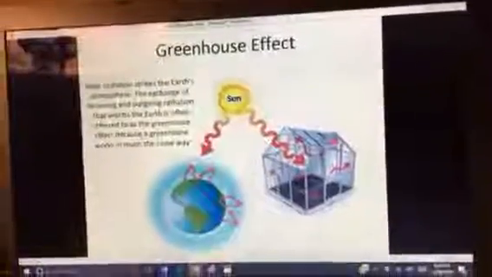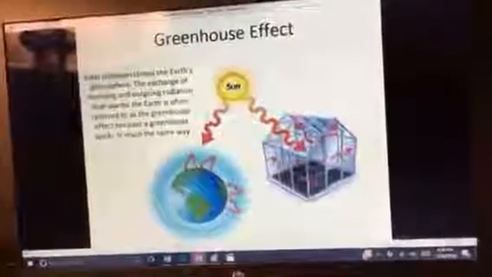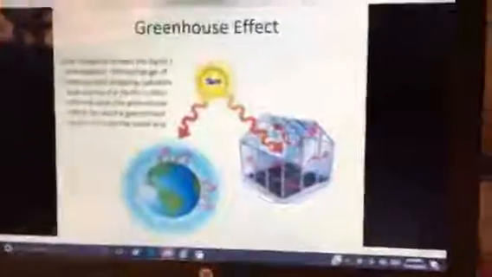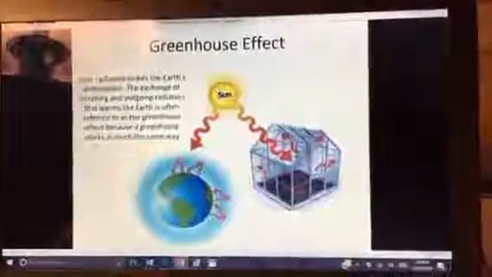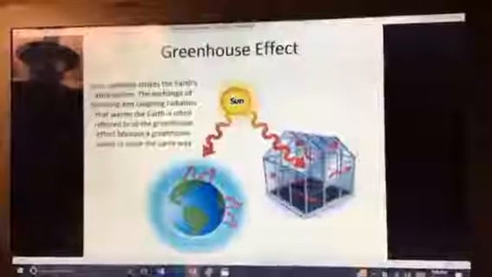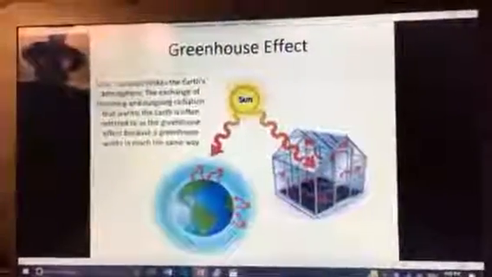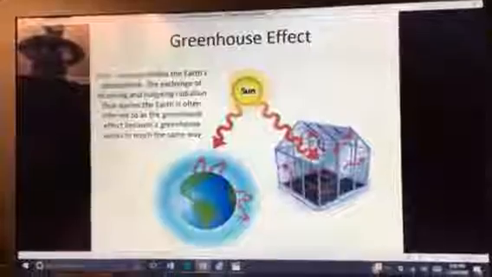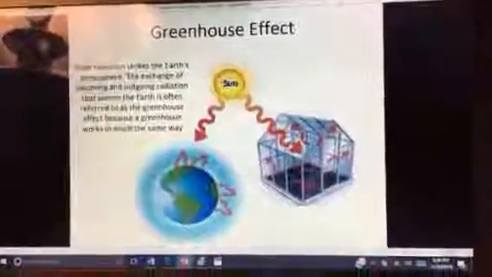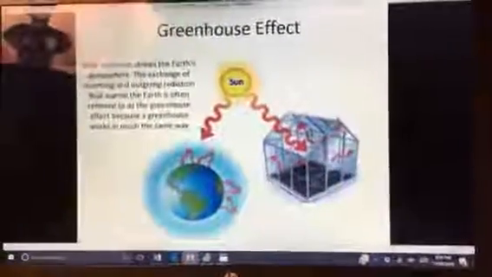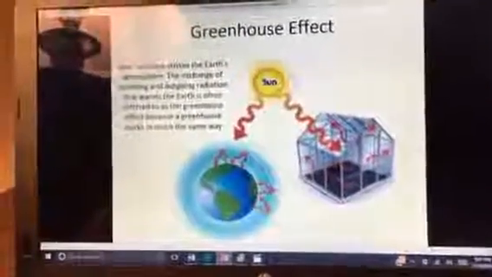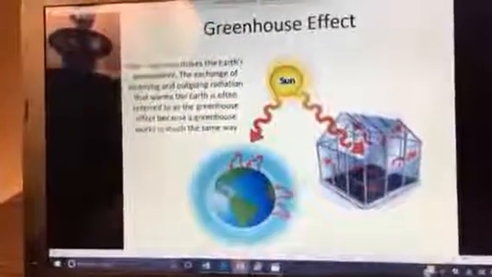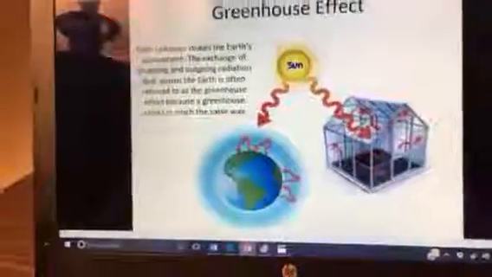But to more specifically define the greenhouse effect, we asked an article from Live Science, and they say that Earth is constantly bombarded with enormous amounts of radiation, primarily from the sun. This solar radiation strikes the Earth's atmosphere in the form of visible light, plus ultraviolet light, infrared, and other types of radiation that are invisible to the human eye. The exchange of incoming and outgoing radiation warms the Earth, and is often referred to as the greenhouse effect because a greenhouse works much the same.